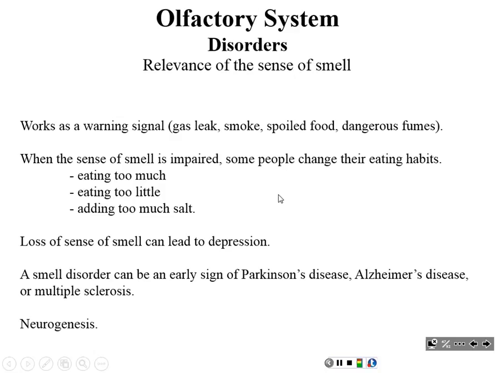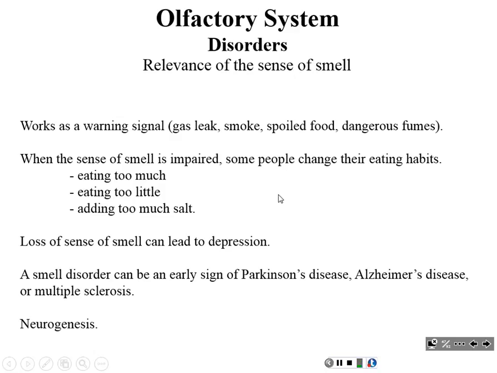Imagine what it is to be like that your entire life. So if you keep on adding sugar or you keep on adding salt, it could have a huge impact on your overall health. The loss of sense of smell can lead to depression.